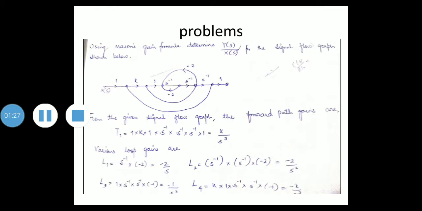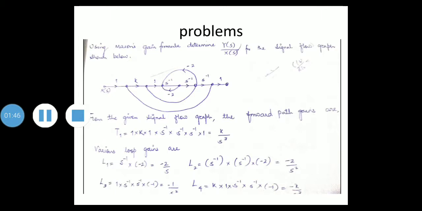I'll repeat: 1 into k into 1 into s raised to minus 1 into s raised to minus 1 into s raised to minus 1 into 1, which comes equal to k divided by s cube. Okay, k divided by s raised to 3.